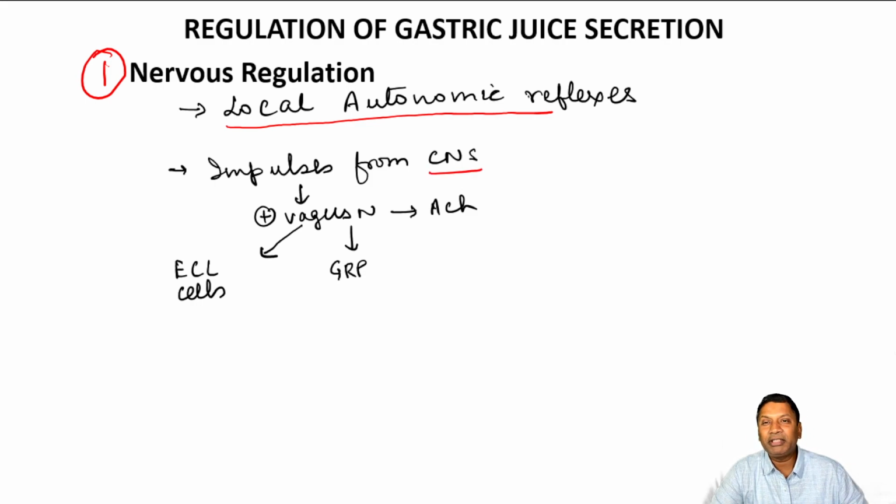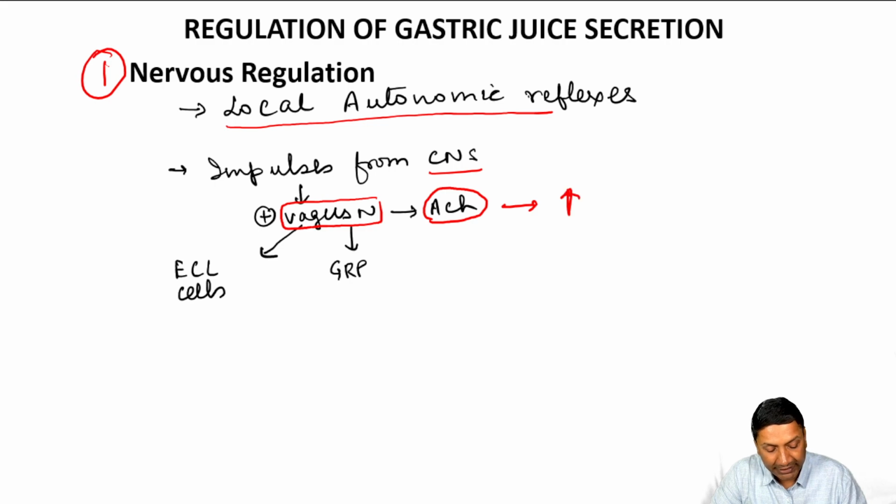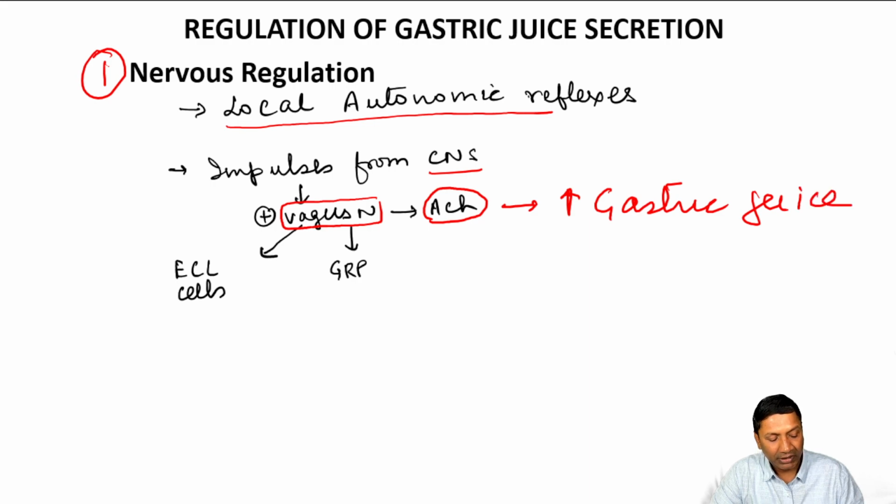So impulses from the central nervous system will stimulate the vagus nerve, and this vagus nerve will act via three ways. One is the vagus nerve will release a neurotransmitter acetylcholine. This acetylcholine will increase the gastric juice secretion, right.